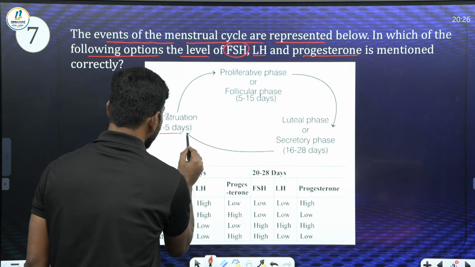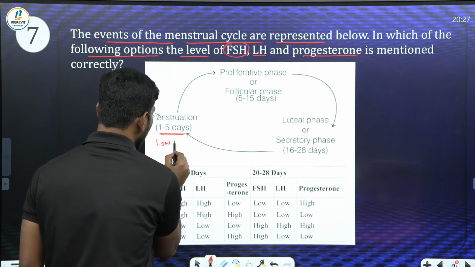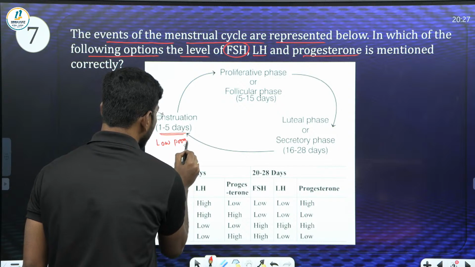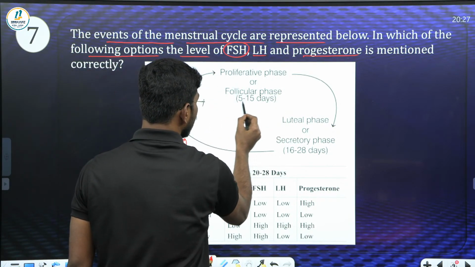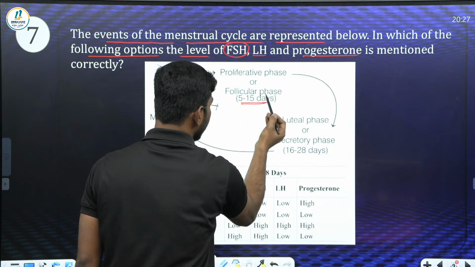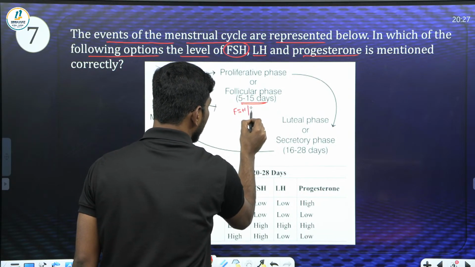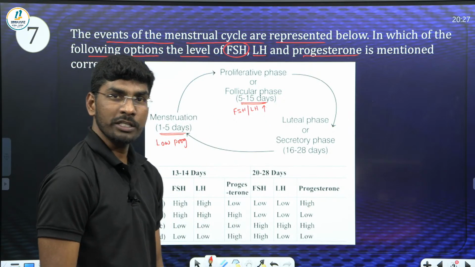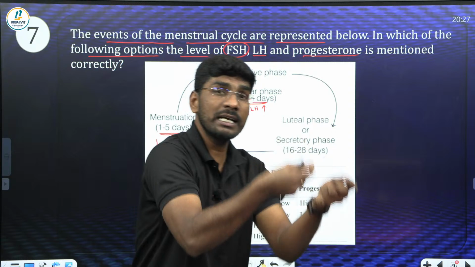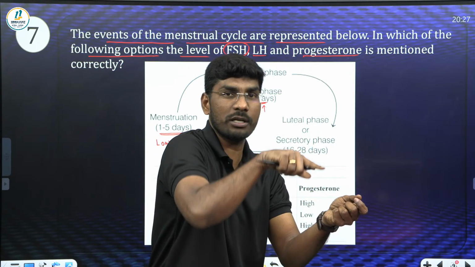Now look at what is given here. Menstruation is 1 to 5 days. In 1 to 5 days, progesterone is low, right? Low progesterone hormone, fine. And after that, the proliferative or follicular phase. Follicular phase is given as 5 to 15 days. In this, FSH hormone concentration and LH hormone concentration peak, even estrogen also. Yes or no? Because the growing follicle releases estrogen hormone, right?